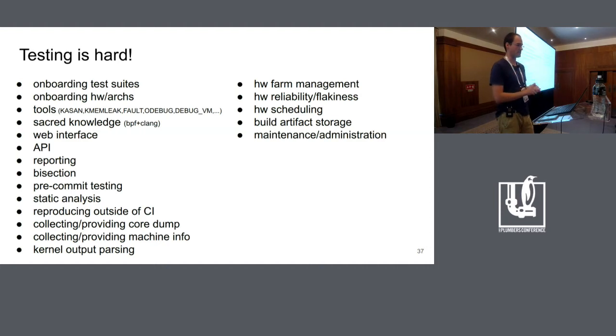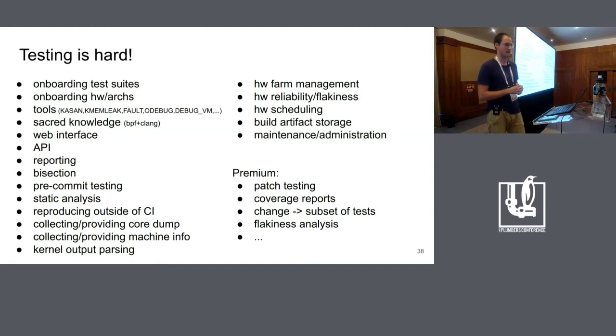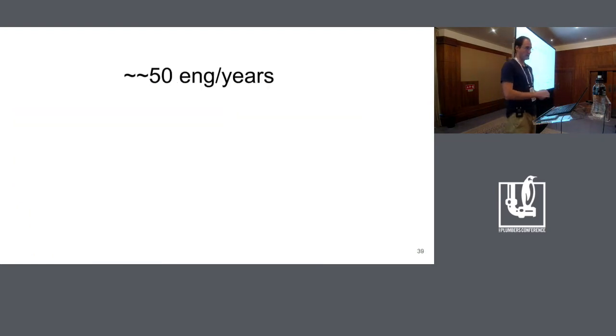Then you need to build web interfaces, reporting by subsystem, pre-commit testing, static analysis, make developers able to reproduce your bugs outside of your CI, collect core dumps, and if you have hardware, that's a whole new set of problems that you have. And in the end, you just need to maintain this system and keep it running, which is already kind of a full-time job. And I'm not even touching on the premium features like testing developer patches or producing coverage reports. So I can estimate approximately maybe 50 engineer years to do most of those things in some basic form so that the testing is actually functioning.